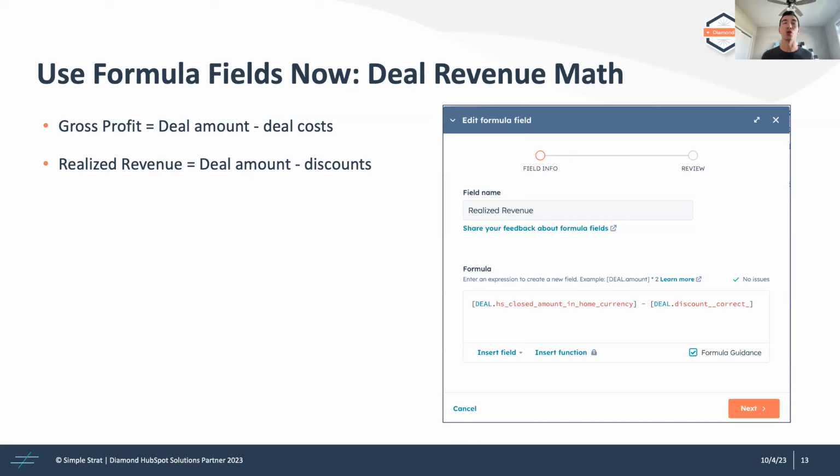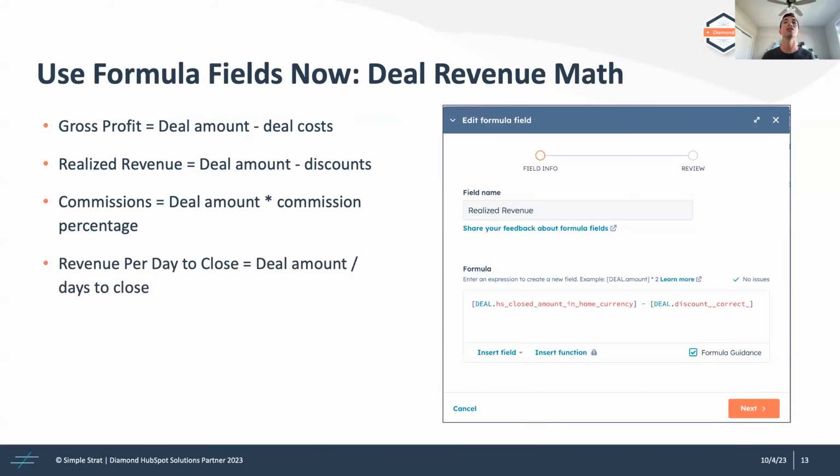You could show realized revenue. So if your deal amount is the total or gross amount, and then you've got discounts, you could show the realized revenue as the amount minus the discounts. You could calculate commissions in a report. So your deal amount times your standard commission percentage.